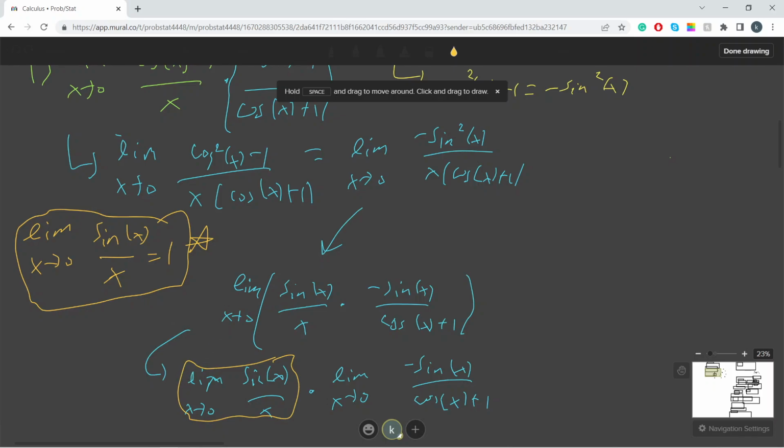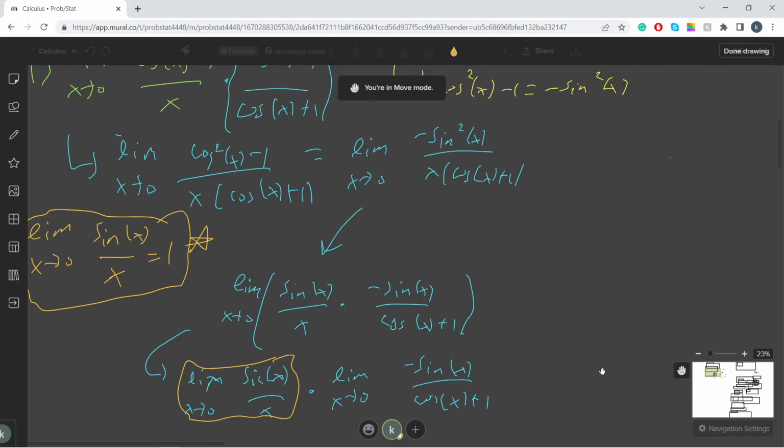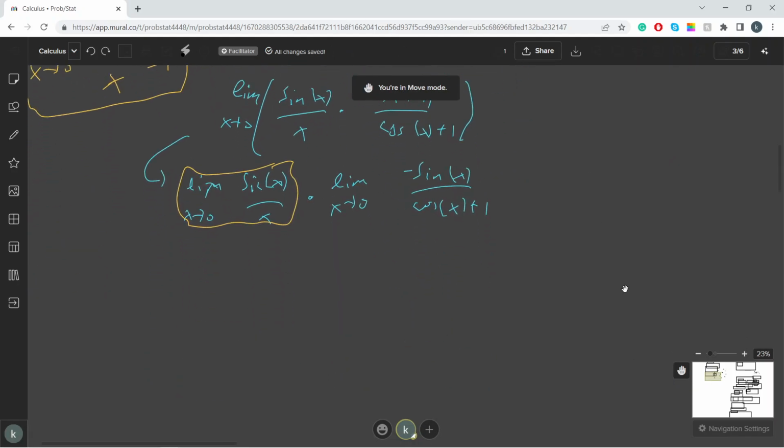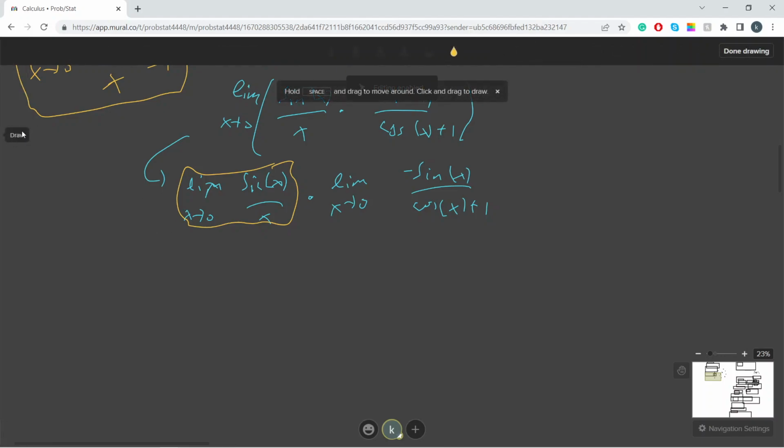So let's move down a little bit so we can illuminate that fact in a clearer way. Let's get our pencil back. We know that this part is going to be a big fat 1, because the limit as x approaches 0 of sine x over x is 1. So now all that's left is to solve this limit right here. I'm going to use yellow to encapsulate that.